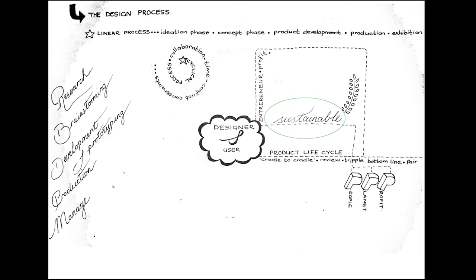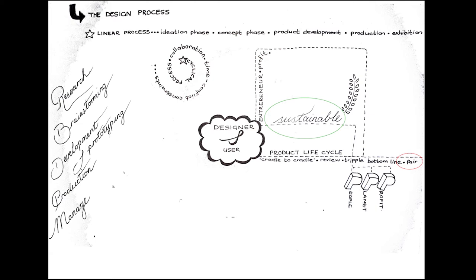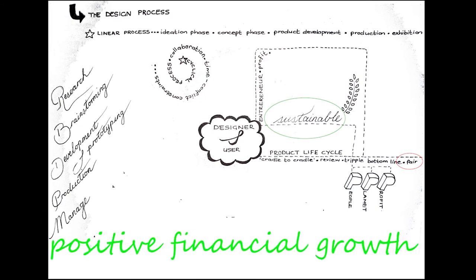The designer can also ensure that the material used, as well as the processes and energy sources used to make the product, are not harming the environment or society. Therefore, when and if it does reach decline, there is no negative impact. The designer can ensure that the product is fair trade certified, thereby ensuring economic growth locally and promoting a positive financial growth for the product.